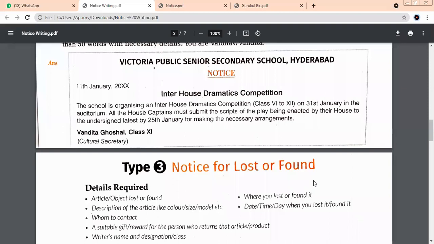Write type 2, post it. Tell me that you're posting it. If you take one sample of each, you'll be confident doing it better. All types of notices.